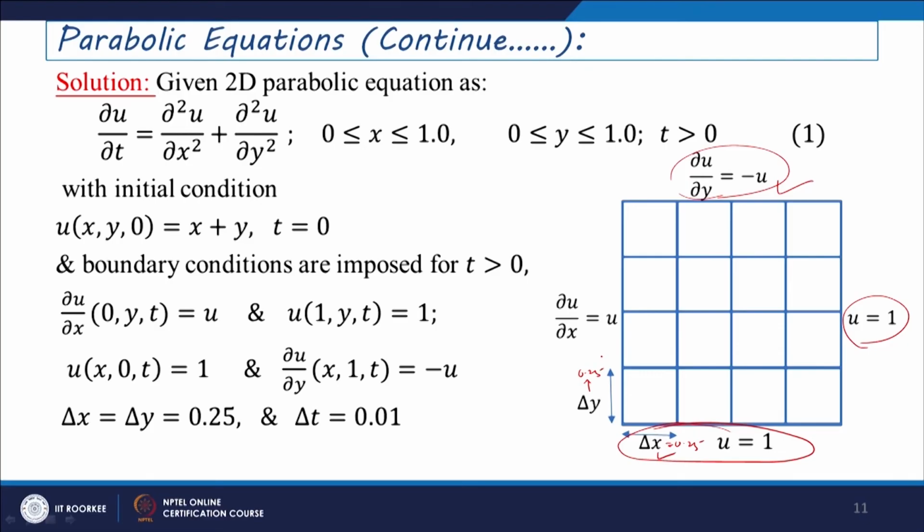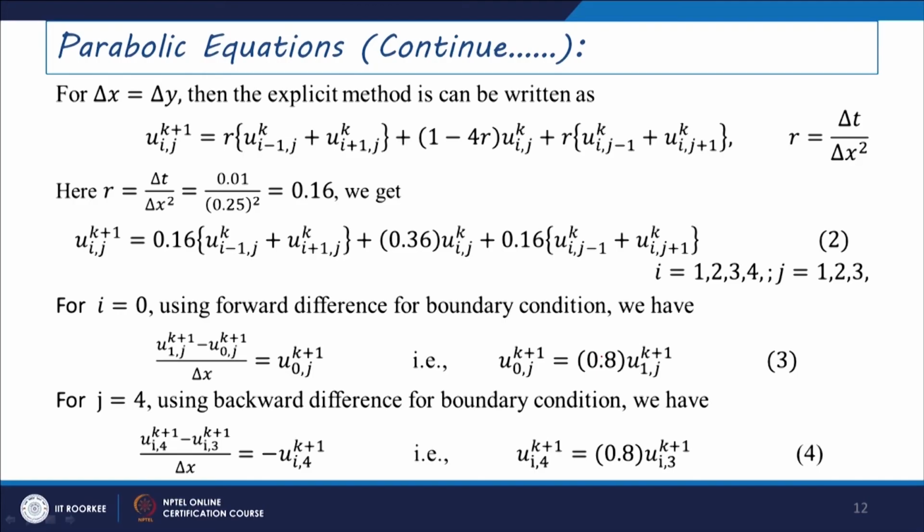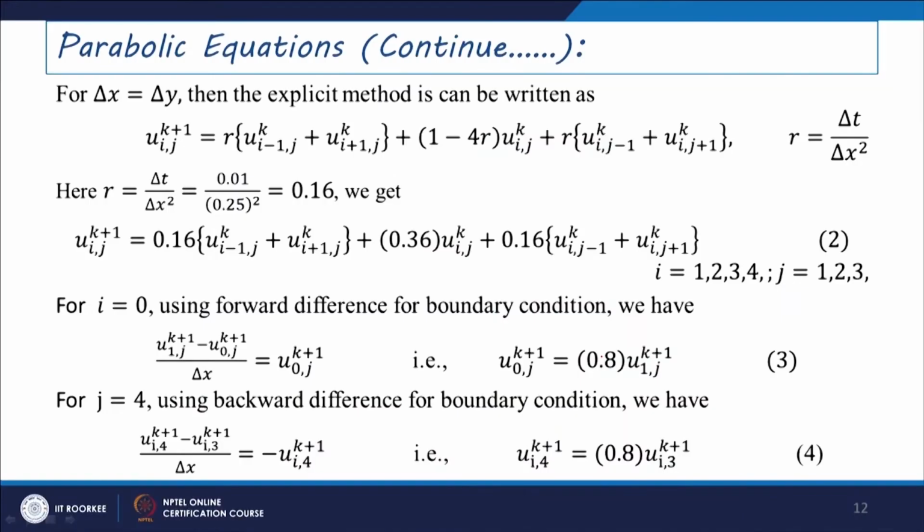So if you proceed with these values, then this formulation can be written, for del x equals del y, since a uniform grid size is already given in the problem, then this explicit method can be written as u_ij^(k+1) minus r u_(i-1)j^k plus u_(i+1)j^(k+1) minus 4r u_ij^k plus r into u_i(j-1)^k plus u_i(j+1)^k here, where r is defined as del t by del x square. And we have to keep in mind that whenever this r value is less than or equal to half, then the system will provide us a solution for this explicit scheme.